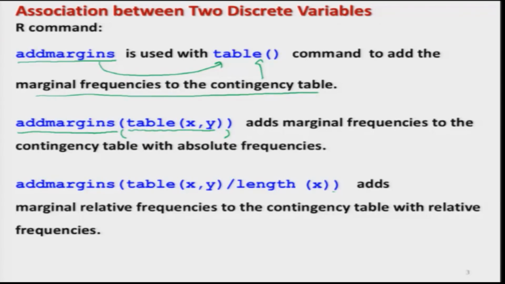And in case you want to obtain the marginal frequencies in terms of relative frequencies, then you simply use this addmargins command, and inside that argument write down the contingency table of relative frequencies of which you want to obtain the marginals.